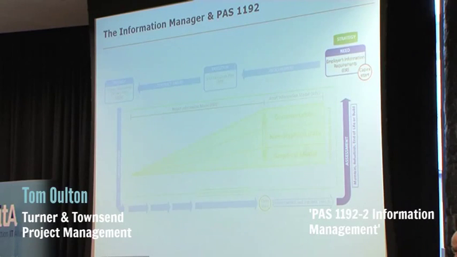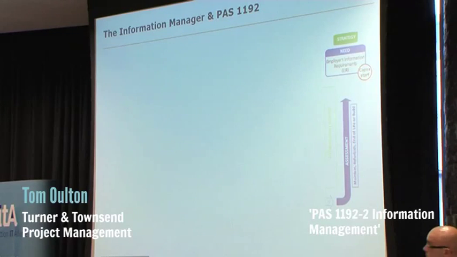Now there's loads here, so bear with me. It splits into three main sections. So we have information management first of all. So we have levels of detail. The information manager is responsible for deciding at what level of detail needs to be produced at any point throughout the project, and also the levels of information.